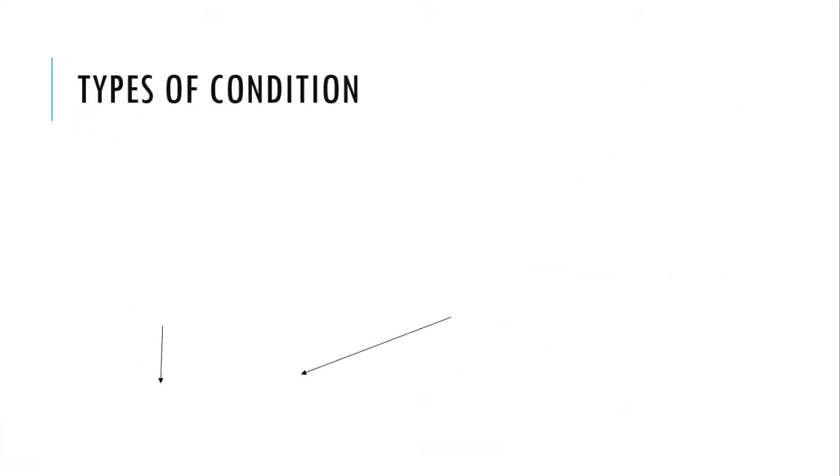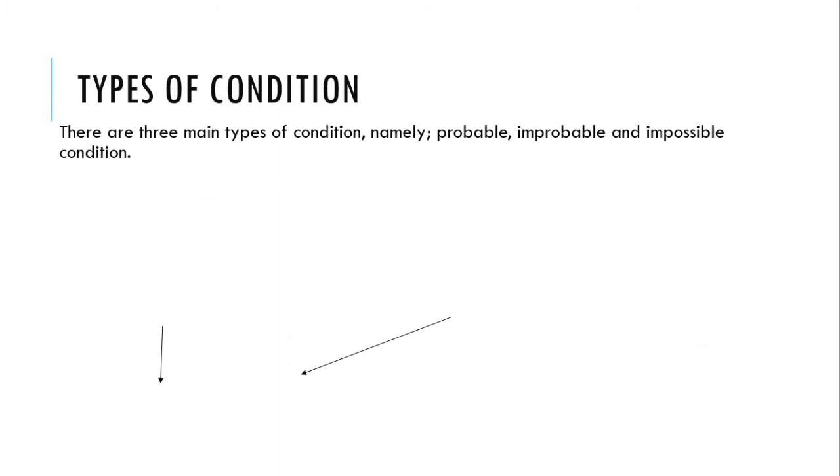We have the types of condition. There are three main types of condition. The first one is probable, improbable, and impossible condition. Let us discuss these three types of condition one by one.